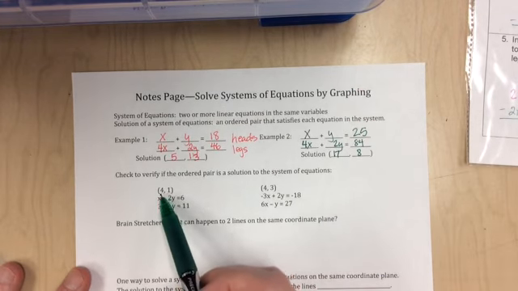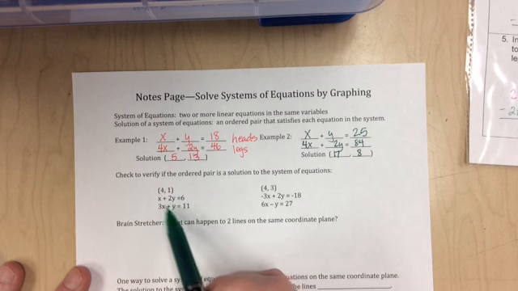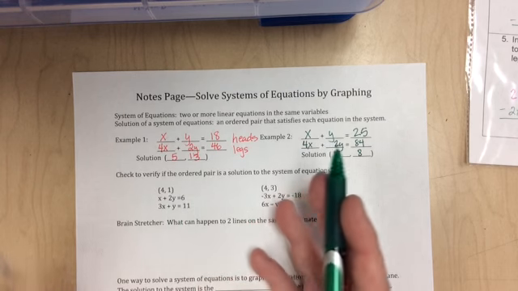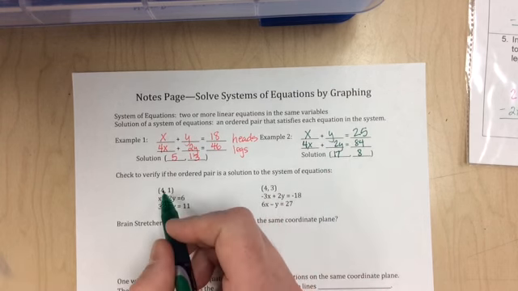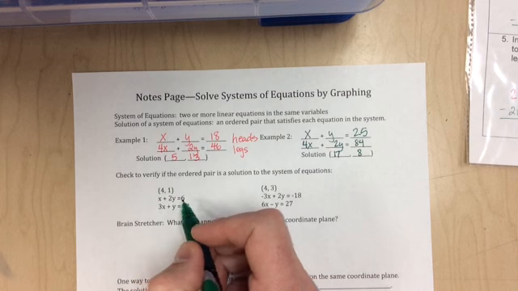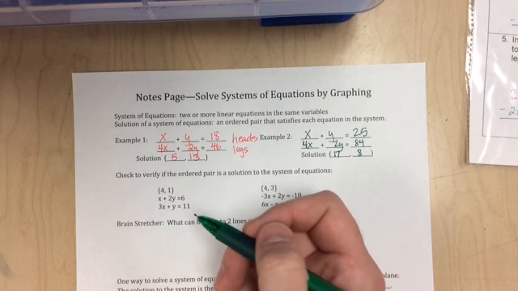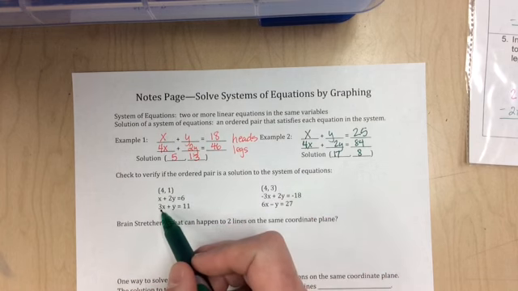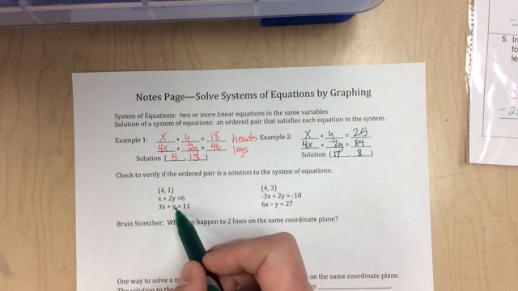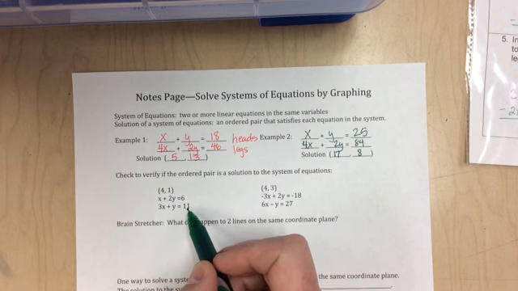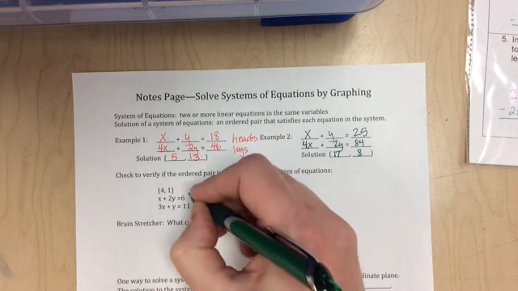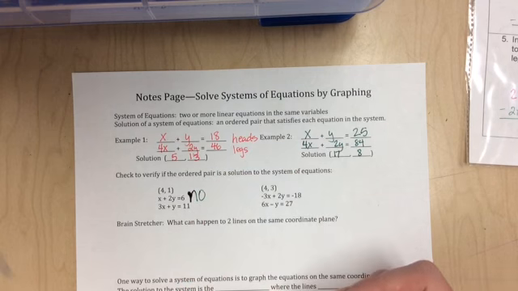So here I'm given an ordered pair, and I have to see if it actually is a solution to 2 equations that they give me. So let's plug it in. 4 plus 2 is 6, so it works for the first equation. What about the second? 4 times 2 is 12. 12 plus 1 is not 11, it's actually 13, so the answer to this is no.